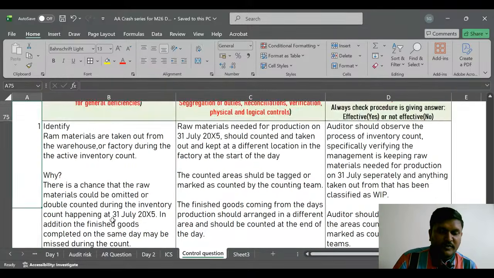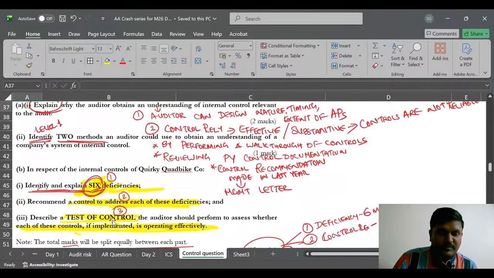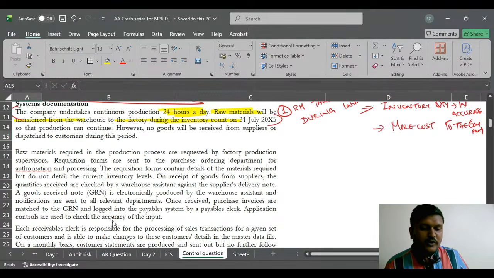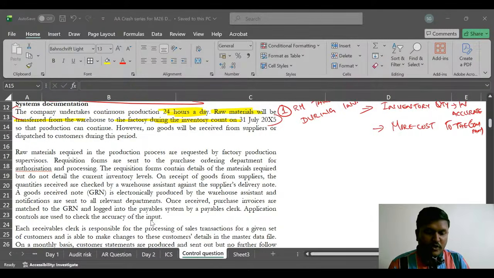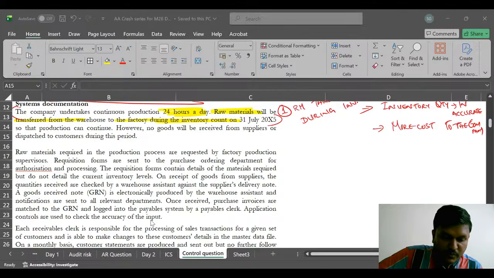Now let's go on to the question once more and see what is being done over here. So let's see the next paragraph relating to that and identify. Raw materials required in the production process are requested by factory production supervisors. Requisition forms are sent to the purchasing order department for authorization and processing, and the requisition forms contain details of materials required but do not detail the current inventory levels.